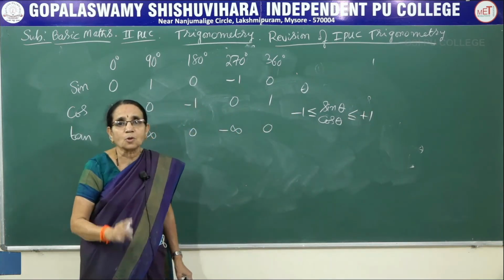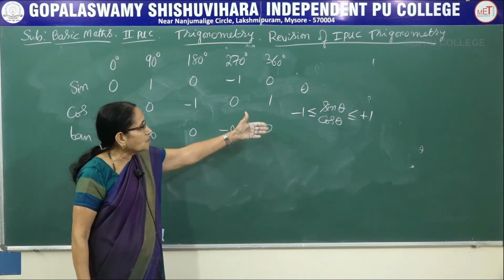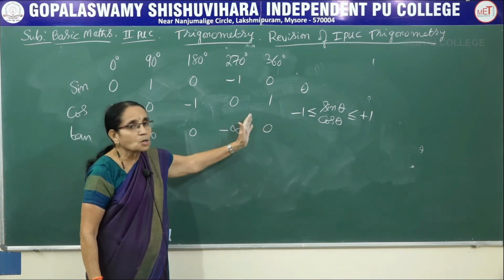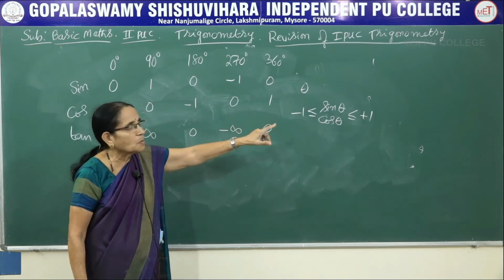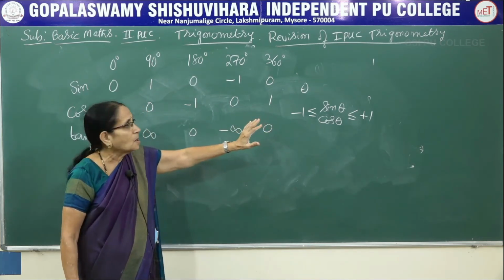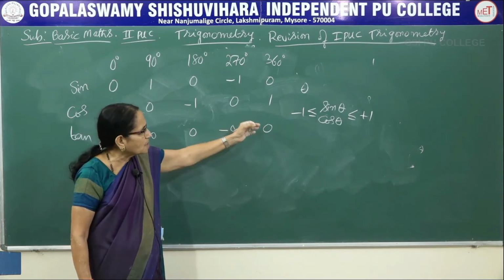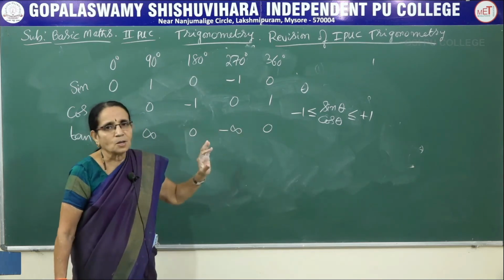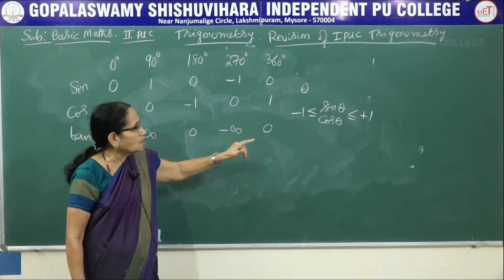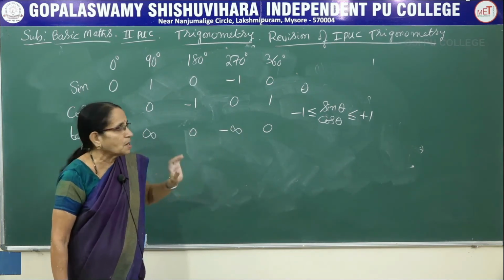Suppose I say sin theta is equal to 2, it's wrong information. It cannot happen. And cos theta is equal to minus 2 also cannot happen. It cannot go beyond minus 1. The least value it can take is minus 1. The maximum value it can achieve is plus 1. So 1 point something also will not be there, and slightly less than minus 1 also won't be there. Therefore, for any value of theta, sin theta and cos theta will always lie between minus 1 and plus 1. That is an important information.